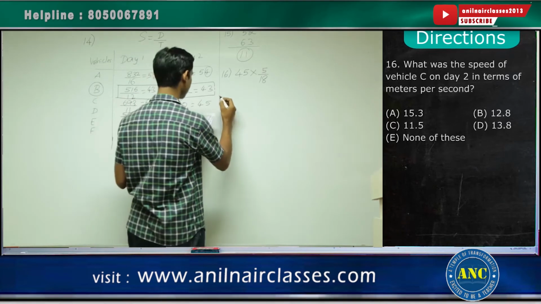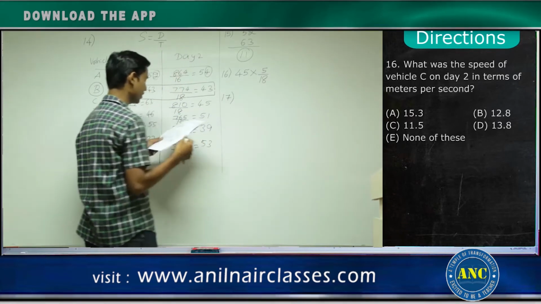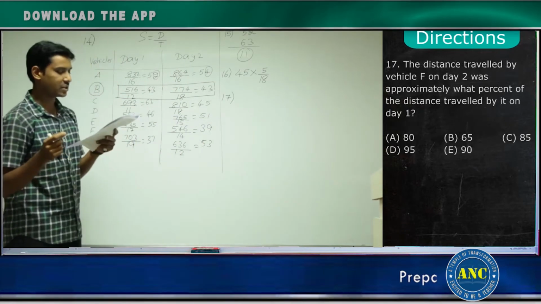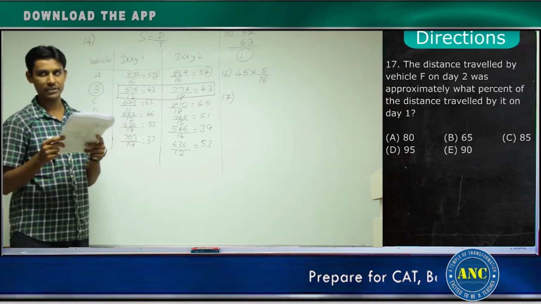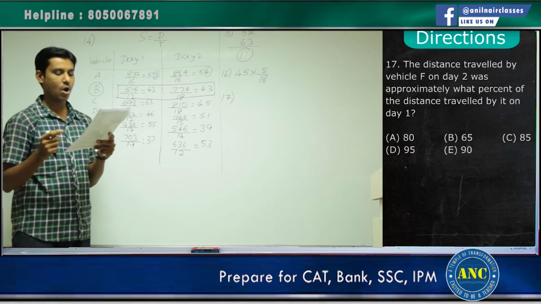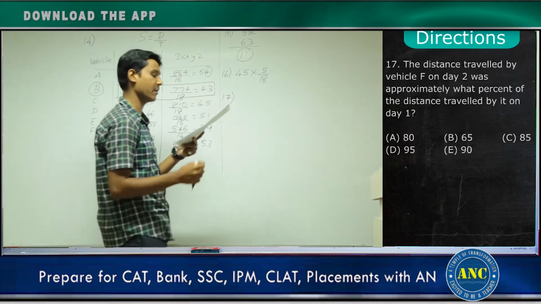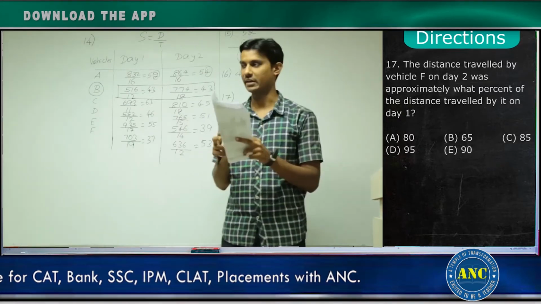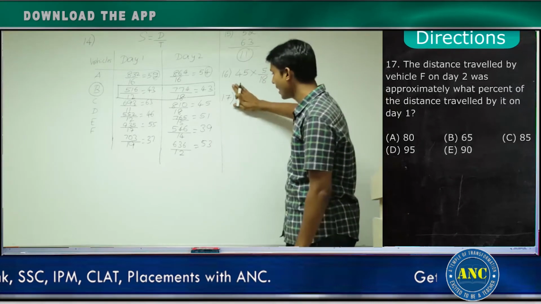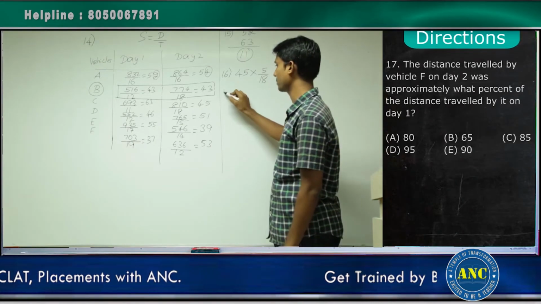17th question. The distance travelled by vehicle F was approximately what percent of the distance travelled by vehicle F on day 1? Before I solve this question, let us discuss something else. Listen to this part very carefully.